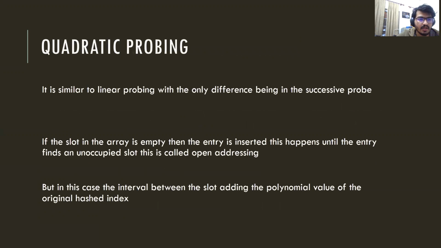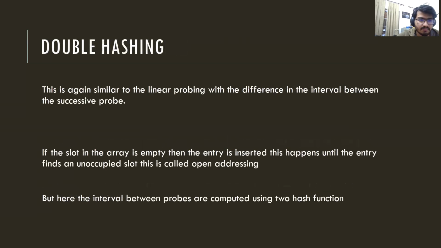Quadratic probing. It is similar to linear probing, with the only difference being the successive probe. If the slot in the array is empty, then the entry is inserted. This happens until the entry finds an unoccupied slot. This is called open addressing. But in this case, the interval between the slots is computed by adding the polynomial value of the original hashed index. This is again similar to linear probing.